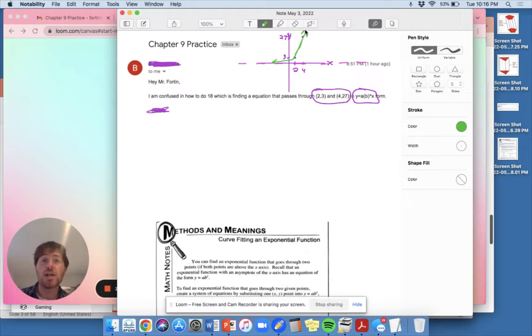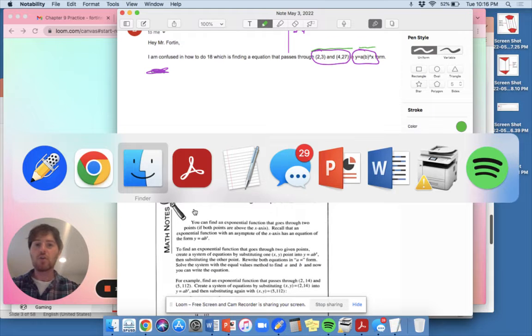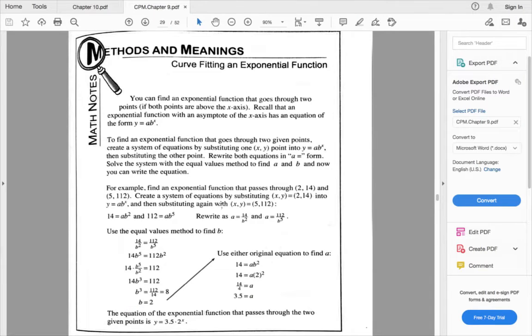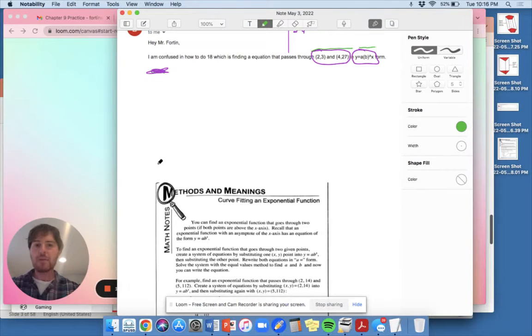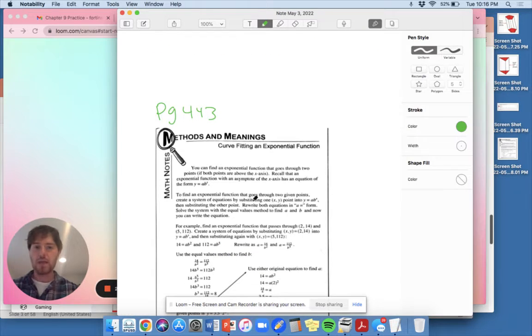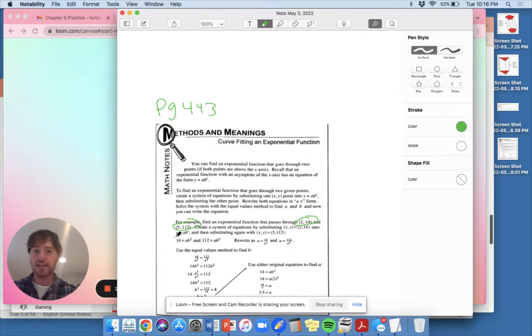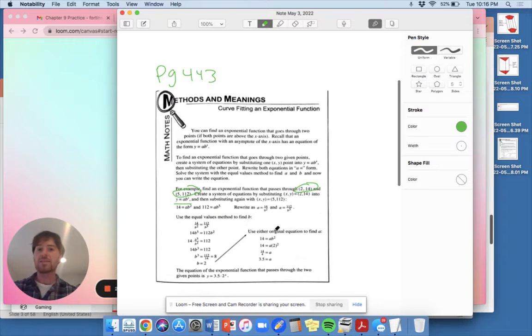Okay, so why is this on the Chapter 9 practice review problems? Well, these questions have actually come up in the Chapter 9 problem sets quite a bit, where they give you 2 points, and they want you to practice this from Chapter 7, get it into y equals a times b to the x form. So this is actually in the textbook here in Chapter 9. If you go back to page 443, that might be able to help you out. Page 443, we have curve fitting an exponential function. They go through kind of the whole process where they say, 2 points, this point here and this point here. How do I get the equation in y equals a times b to the x form? And they take you through it, okay?